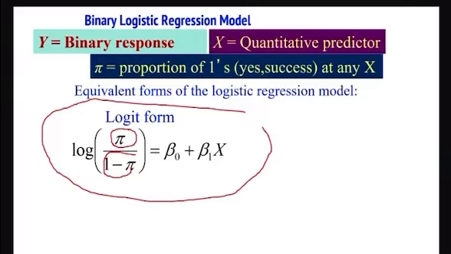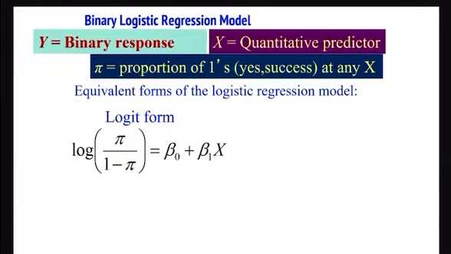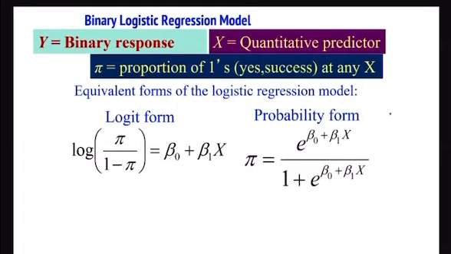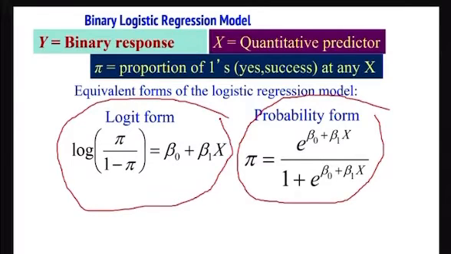Now this is logistic regression in the logit form. Now I also want to give you logistic regression in probability form. Please, I need you to pay attention. Do you know we can derive the probability form from the logit form? All we're going to do in the logit form is solve for pi. Does that make sense? There are two forms of the logistic regression model. The first one is in logit form. The second one is in probability form.